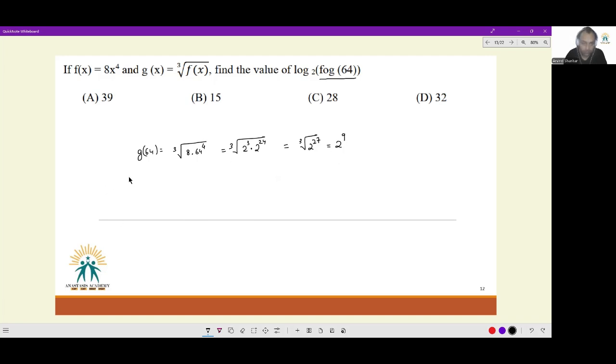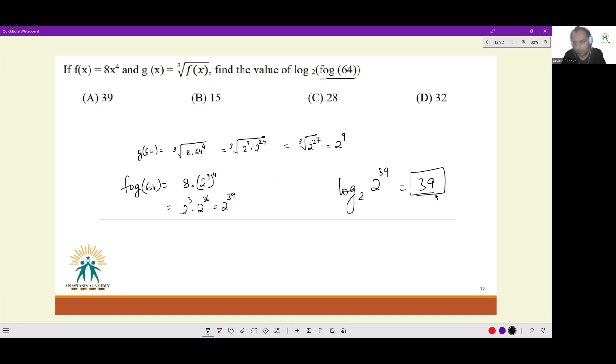Now fog 64 is going to be 8 times 2 raised to the power 9 raised to the power 4, which is going to be 2 raised to the power 3 into 2 raised to the power 36, or 2 raised to the power 39. Our final expression that we're seeking is log to the base 2 of 2 raised to the power 39. This 39 will come to the front, and log 2 to the base 2 is 1. So the final value of this expression will be option A, 39. Okay.